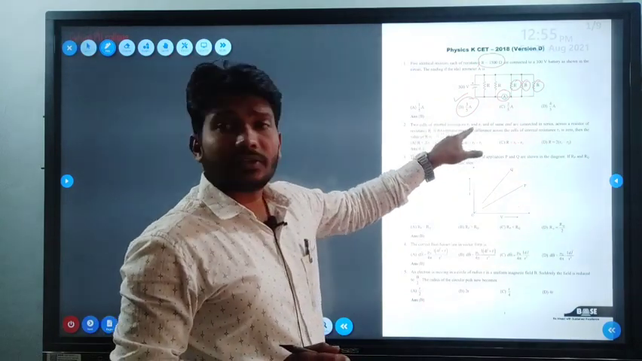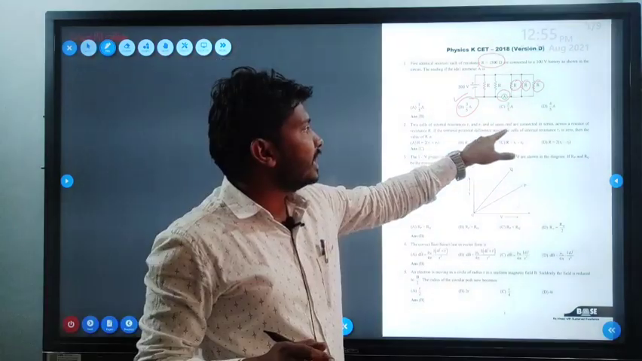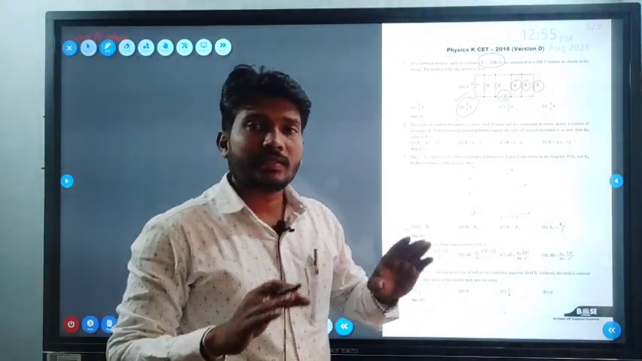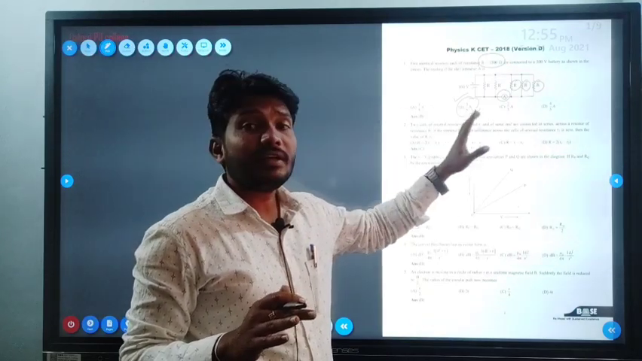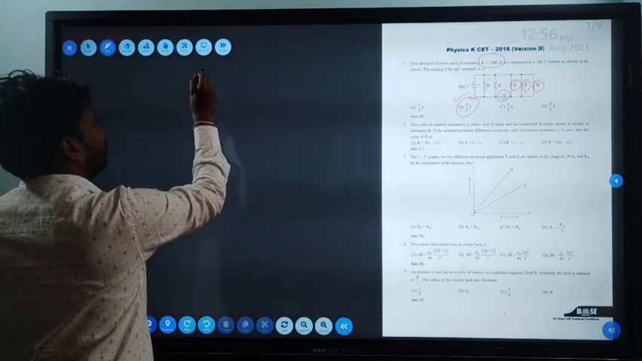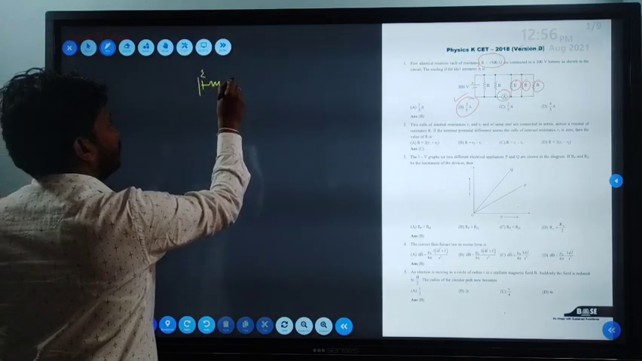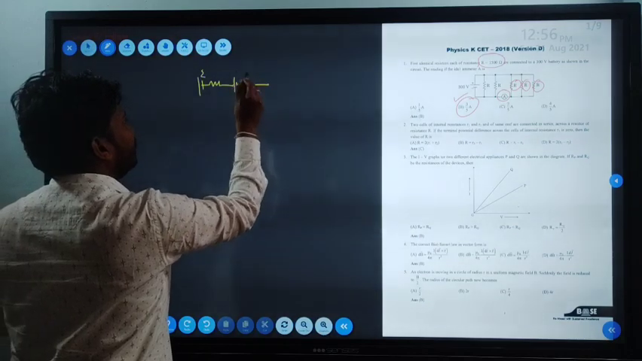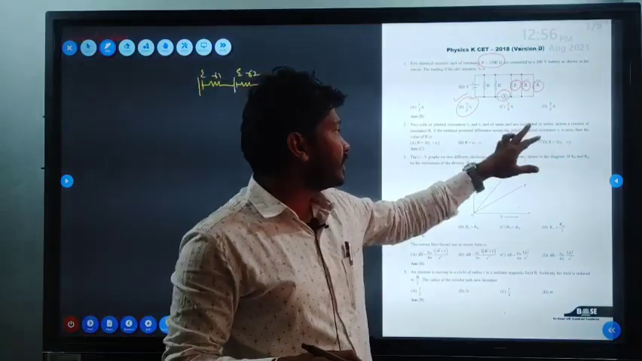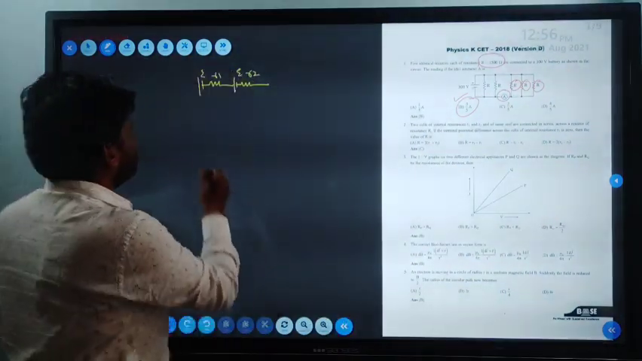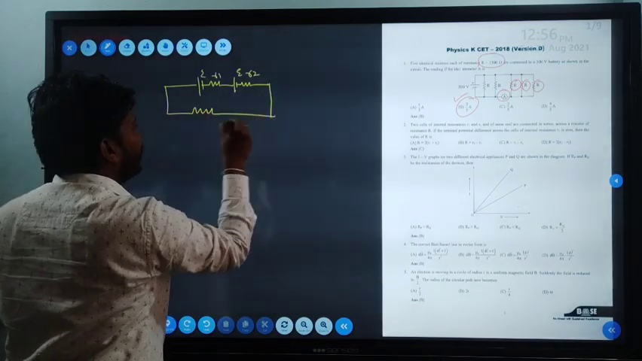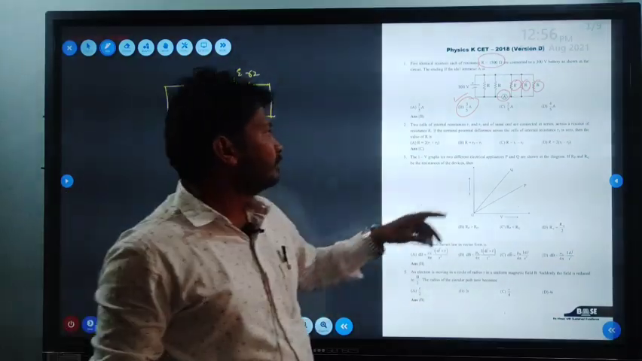Two cells of internal resistance R1 and R2 and of the same EMF are connected in series combination. So two cells are there. These two cells having the same EMF are connected in series combination. Let me take the diagrammatic view. I will take the two cells here. These two cells, having the same EMF and internal resistances R1 and R2, are connected across an external resistor R, right?